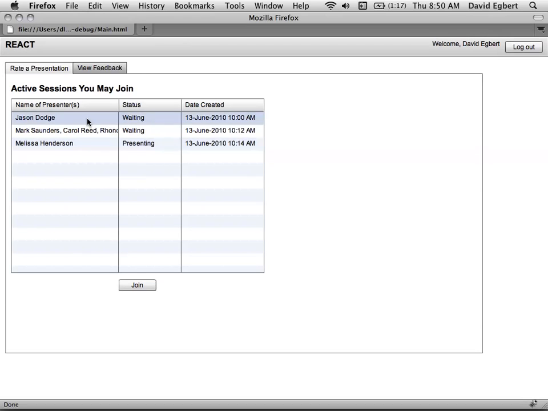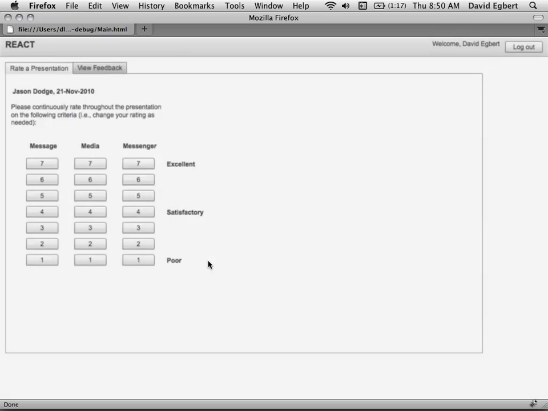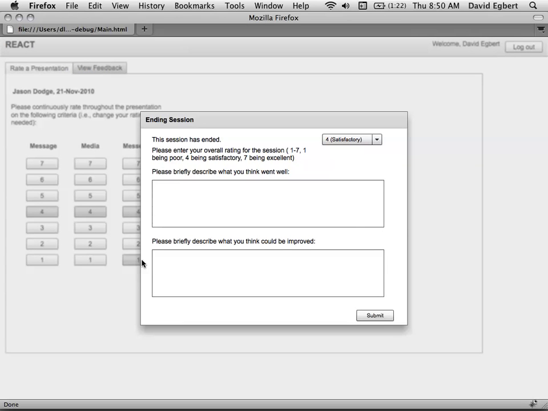When the students are ready, the TA can direct the presenter to begin and initiate recording of the video and ratings to the system. When a TA initiates a recording session, the students' screens are unlocked and they can start to rate the presentation. For these courses, students are given 3 criteria to rate for each presentation: the message being given, the media being used, and how well the messenger or presenter is doing. TAs also have the option to add time-specific comments to a presentation. At the end of each session, students and TAs are given the opportunity to add an overall rating and feedback on what went well and what could be improved.